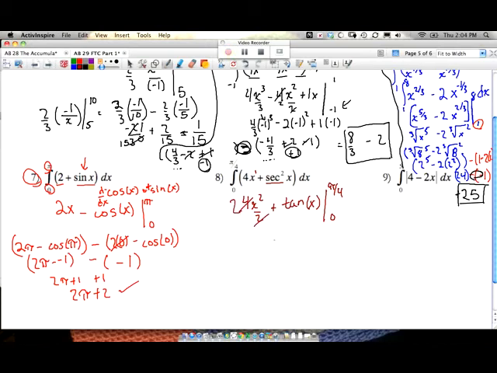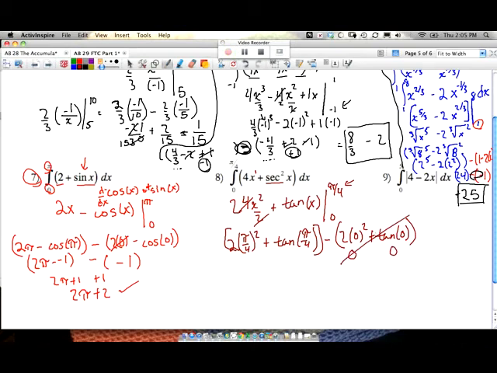So we're going to have 2 times pi over 4 squared. That's kind of a weird thing to do. We haven't really done that before. Plus tangent pi over 4. So that's our first group by evaluating the top. Now we got to subtract the bottom. So it's going to be 2 times 0 squared plus tangent of 0. Okay, 2 times 0 squared is 0. Tangent of 0 is 0. So this whole second half is gone.